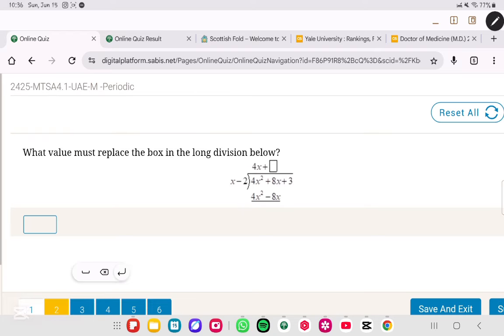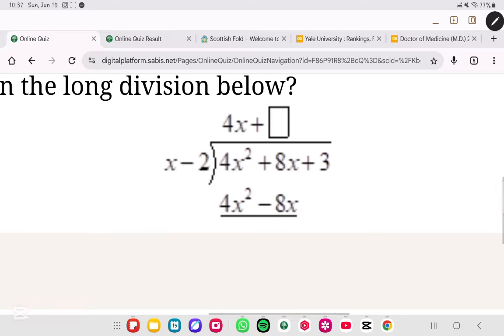We'll move on to question number 2. It says, what value must replace the box in the long division below? Very simply, look how we're going to do it. First, we start with this one. We will multiply the whole polynomial down by minus. So it becomes minus 4x squared plus 8x. So this will be 0 and we'll be left with 16x and drop the 3, so plus 3.